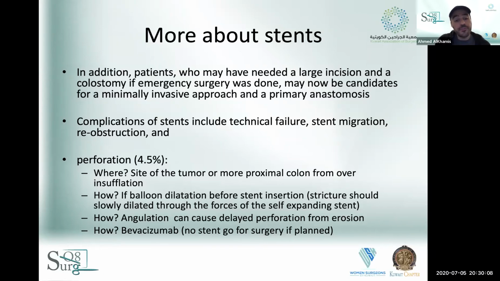Where does perforation tend to happen? They happen at the tumor site where the stent is, or proximal, not very often distal to the tumor. How do they happen? Sometimes some people dilate the stricture with a balloon for whatever reason, let's say diverticular, and then they put the stent. If you do this, you just have to understand you can do it, but the risk of perforation is higher, so I don't advise it.